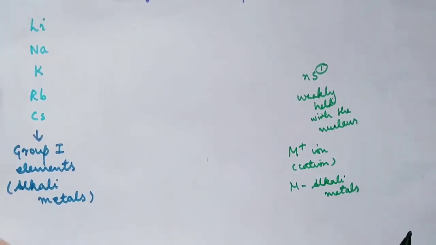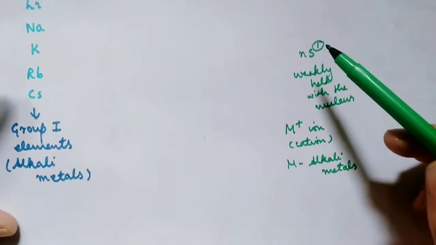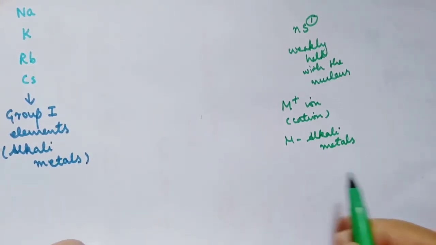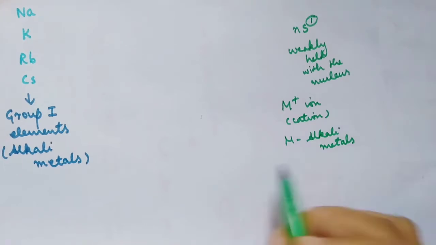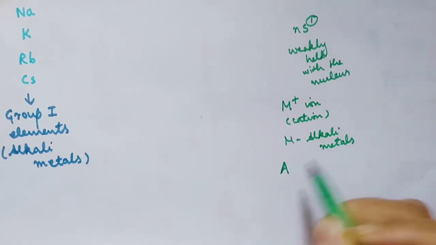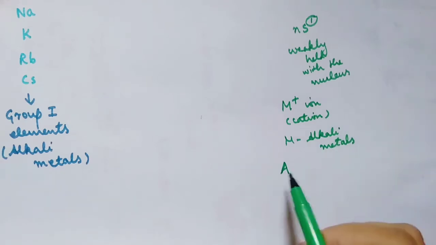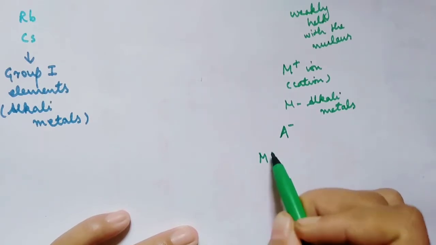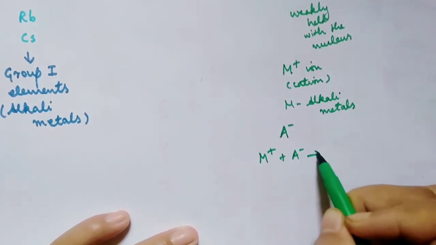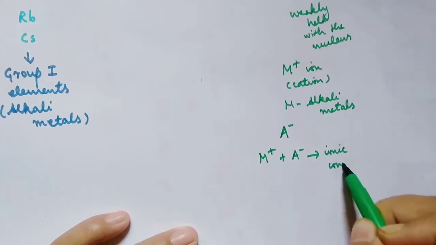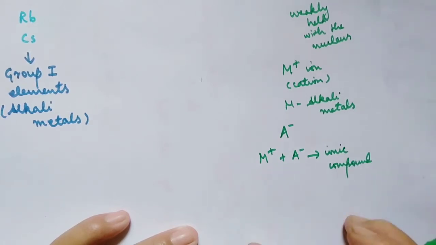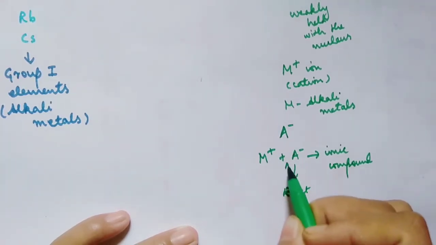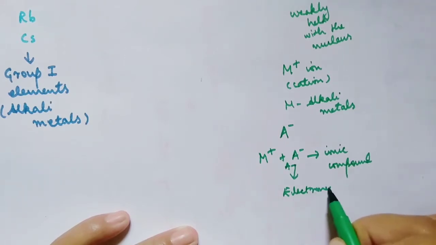Hence, the alkali metals can transfer this valence electron to the most electronegative elements, and let us denote that one by A. They can transfer their valence electron to the most electronegative element to form an ionic compound. So M+ with A-, we get an ionic compound of the alkali metals. This A here is your electronegative element.